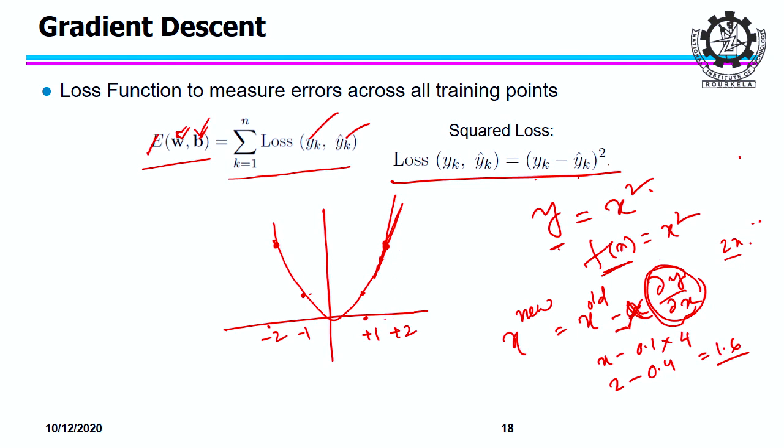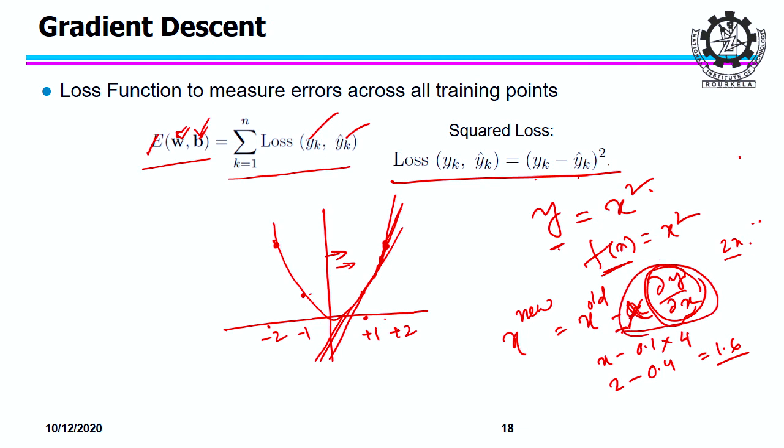Now again you do the same thing. Essentially, if you see any slope on the right side, it will be a positive slope. Always you will get a positive slope on the right side. If the slope is positive, then you have to go down, so it will reduce the value.